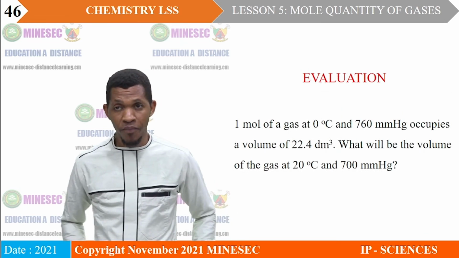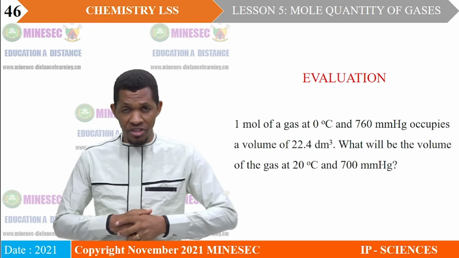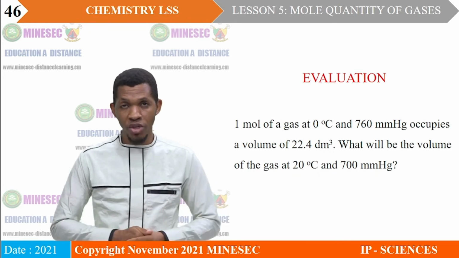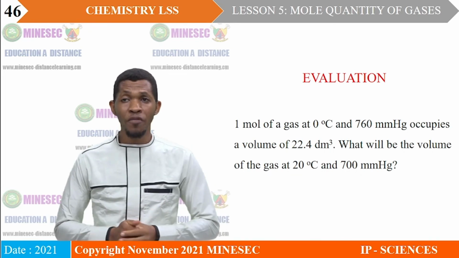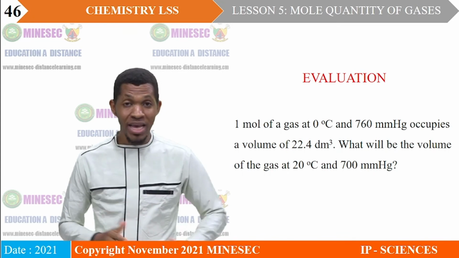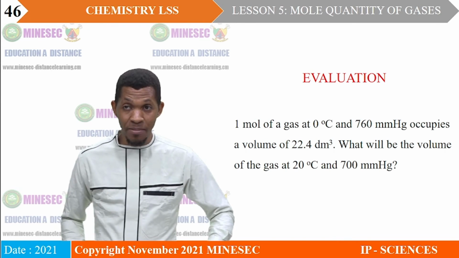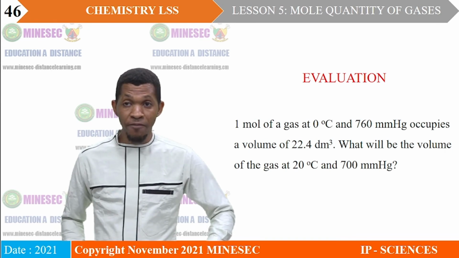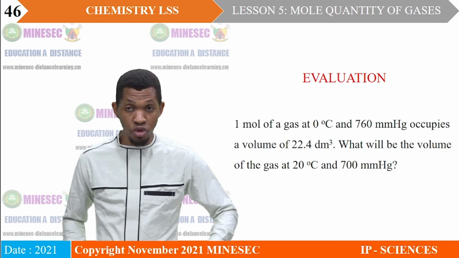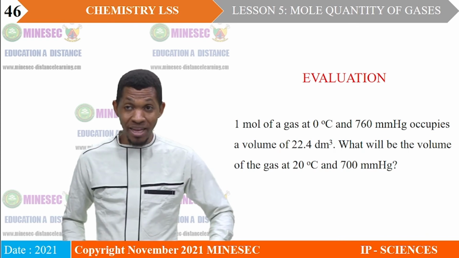Evaluation. To know how well you have followed this lesson, answer this question. 1 mole of a gas at 0 degrees Celsius and 760 millimeters of mercury occupies a volume of 22.4 cubic decimeters. What will be the volume of the gas at 20 degrees Celsius and 700 millimeters of mercury?